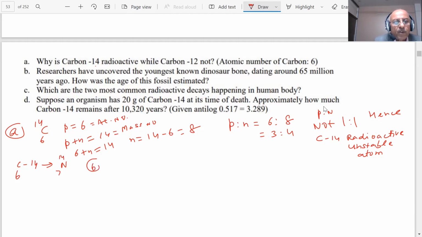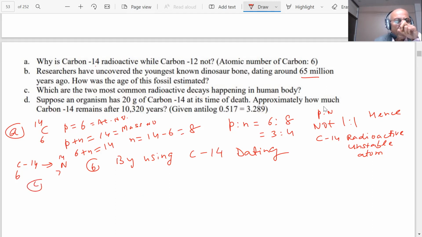Let me see the B, student. Researchers have uncovered the youngest non-avian dinosaur fossil dating around 65 million years ago. How is the age of the fossil estimated? By using C14 dating. We have already discussed in the paragraph that this is a technique which is used for dating. So we find out the amount of C14 present, then we can give the age of the fossil. Okay, B is answered.